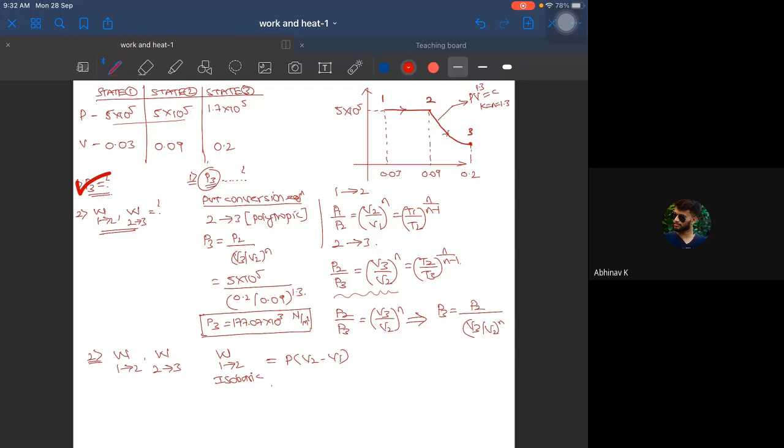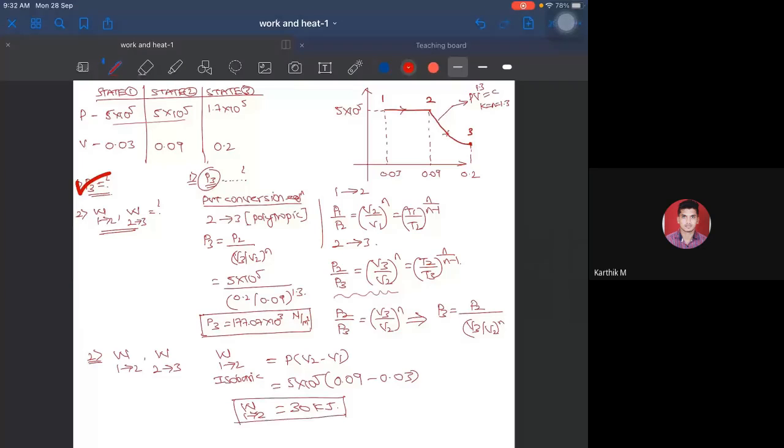So you know what P is? P is the pressure at which the isobaric process takes place, which is 5 into 10 to the power of 5. So 5 into 10 to the power of 5 into V2, whose value is 0.09 from the state table, minus V1, whose value is 0.03 from the state table. So work done from 1 to 2 is 30 into 10 to the power of 3. Okay, can I just write it as 30 kilojoules directly? Yes. So that is work done from 1 to 2.